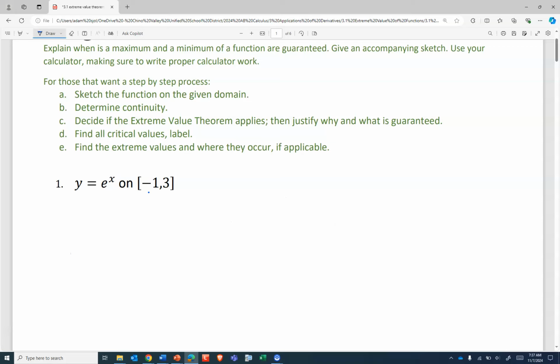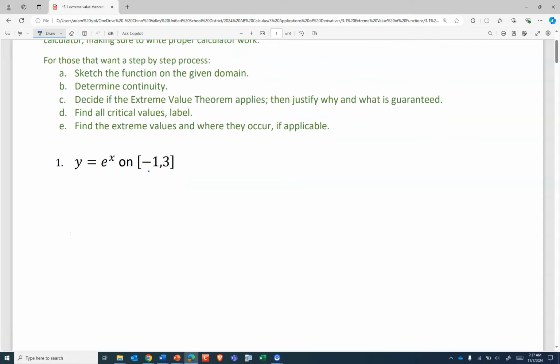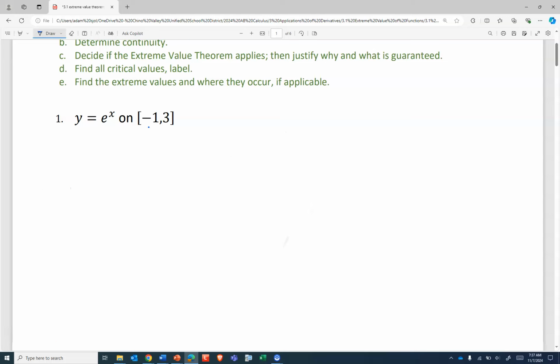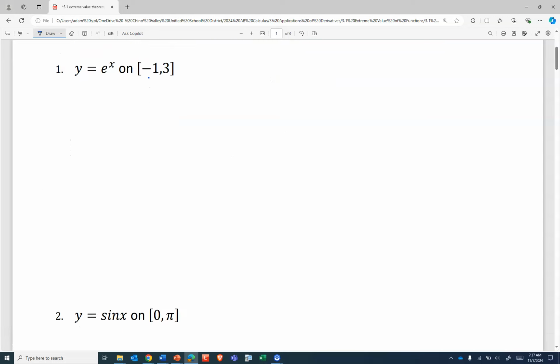We're going to use our calculator. You're not going to see me do that. That'll be off screen, but I'll show you what you need to write down, making sure to write proper calculator work. So we're definitely not going to label A, B, C, D, E in the work, but we will be doing all of those parts. Ideally, you won't have to look. Okay, so maximums and minimums.